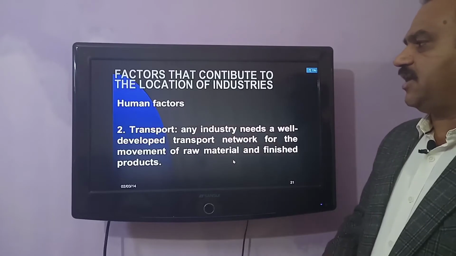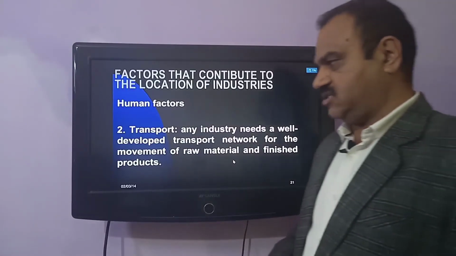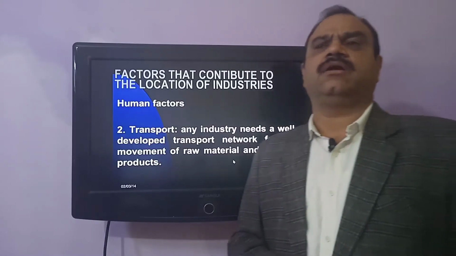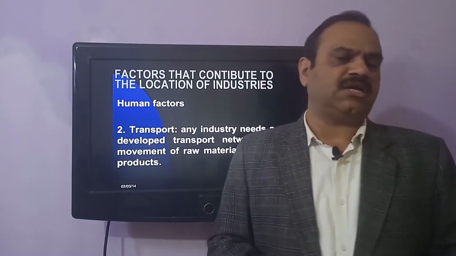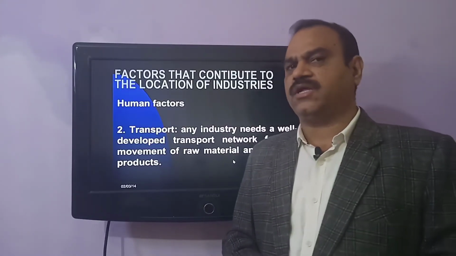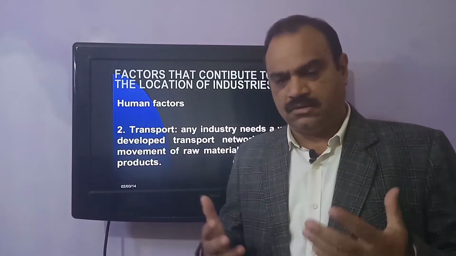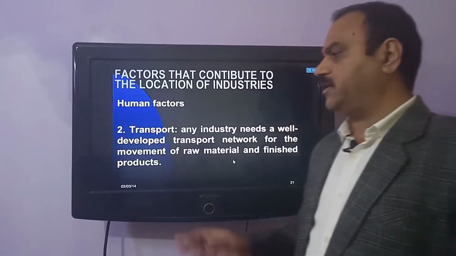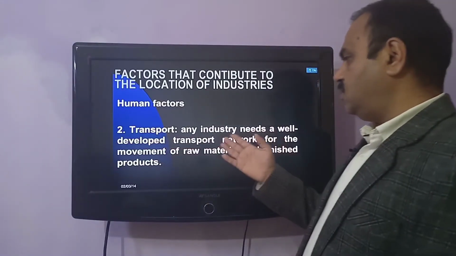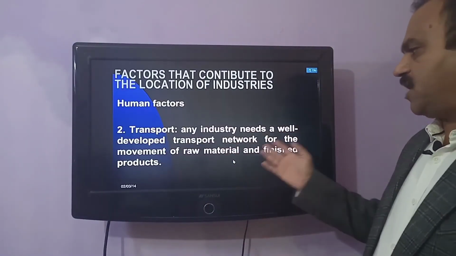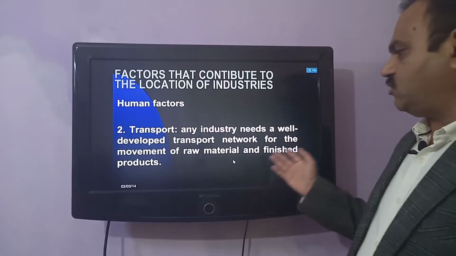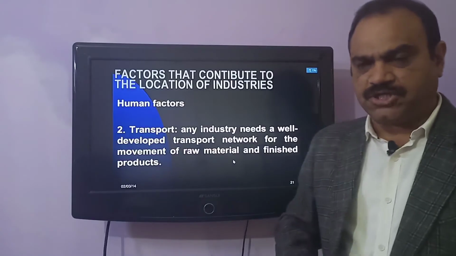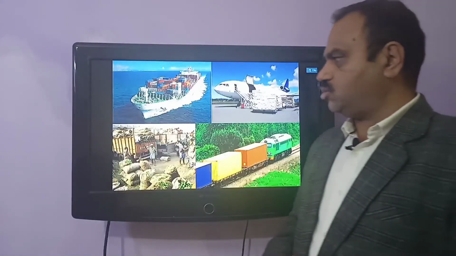Another factor, that is the human factor or the transport, plays an important role. The places or the states where good transportation facilities are there, good roadways and railway network, we see that there are clusters of industries and manufacturing units located at those places. So any industry needs a well-developed transport network for movement of raw material as well as finished goods. So transportation plays a very important role in location of these industries.